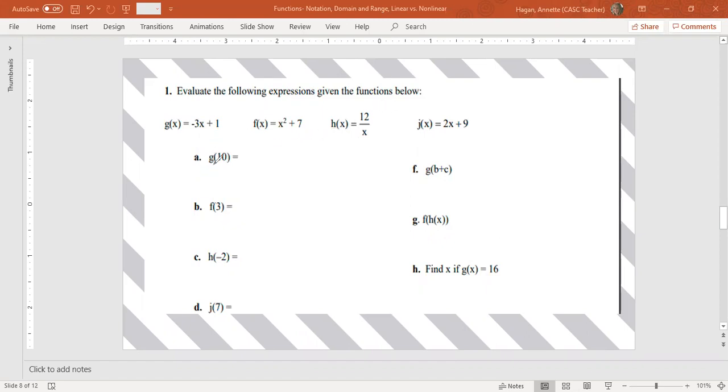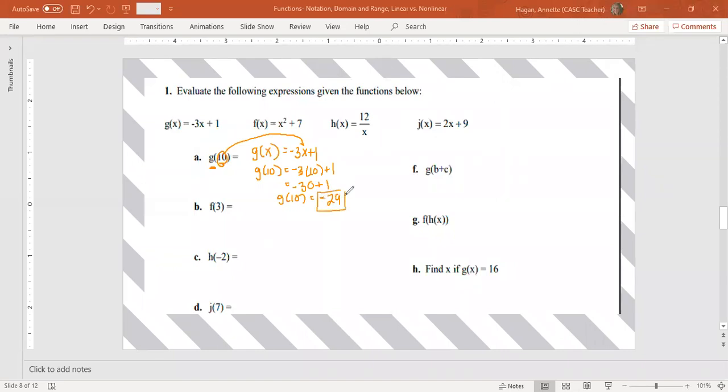So we're going to do A, and A says g of 10. Here's how I read this. It tells me to choose function g. So I'm using g of x equals negative 3x plus 1. And g of 10 means plug in 10 for wherever we have an x. So I'm going to do negative 3 times 10 plus 1, which gives me negative 30 plus 1. So g of 10 equals negative 29, and my answer is negative 29.